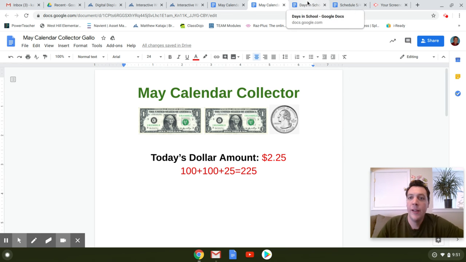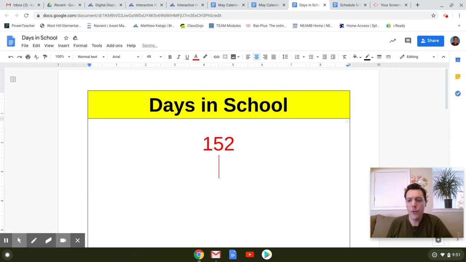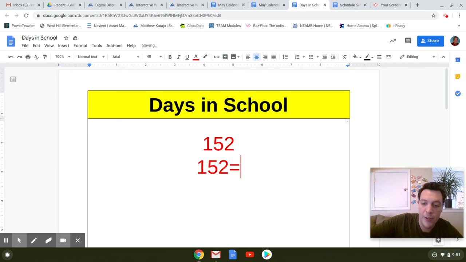All right. Let's see. Now our days in school. This is the 152nd day of school. And for this one, let's do a subtraction problem. And remember, sometimes our equations can look like this. It doesn't matter if the equals comes first. It's just a balancing thing. Sometimes they'll write it like this. Don't get tripped up if you see that, because you can write an equation this way.